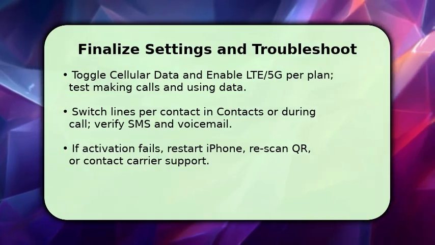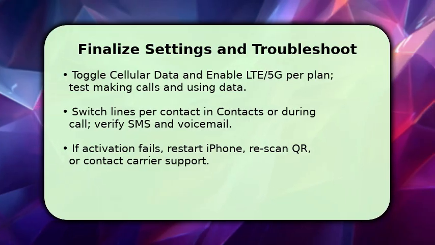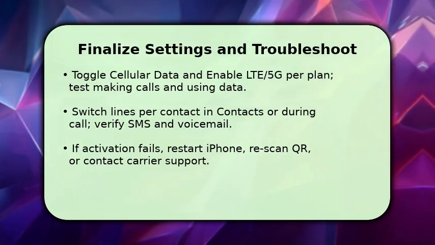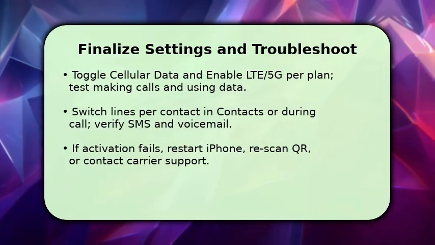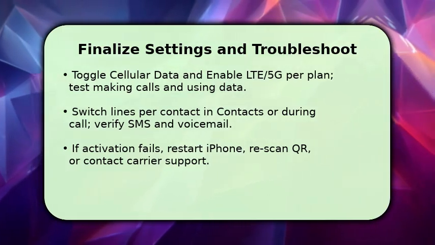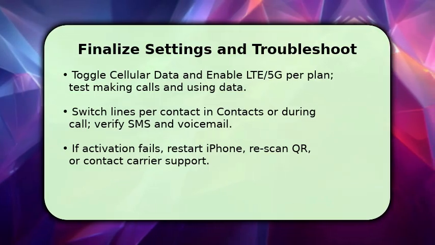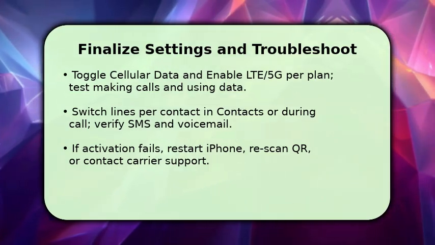In Settings, toggle cellular data and enable LTE or 5G for the desired plan, then make a test call and use mobile data to verify. Learn to switch the line for specific contacts or calls. You can pick the line during a call or set defaults in contacts.